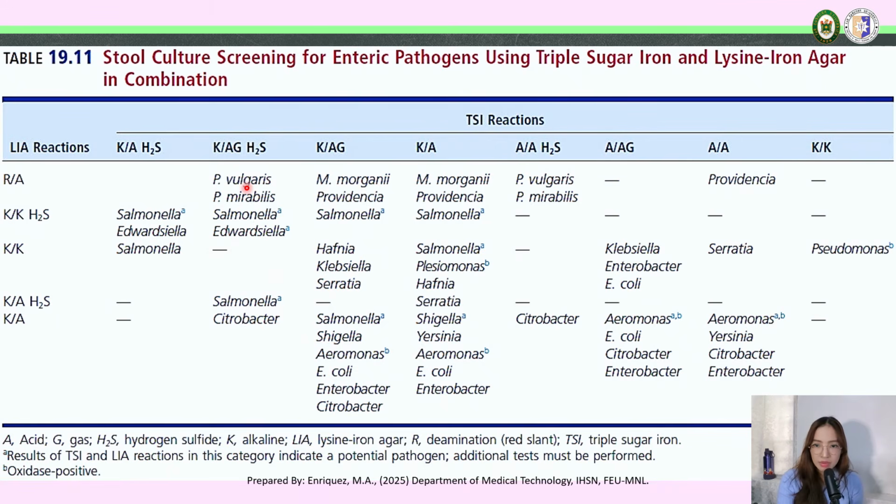Alright? Next naman po, hanapin natin kung nasaan ang E. coli. Alright? So dito po, we're capable of seeing that E. coli has been known to be A over A, positive for gas, negative for H2S. But there are strains of E. coli that is K over A, alkaline over acid, and then positive for gas, diba? And also some of them is K over A and also negative for gas production. Okay, so nakikita natin that one organism may be able to produce multiple different reactions on TSI or LIA.